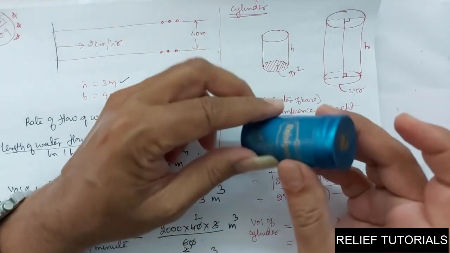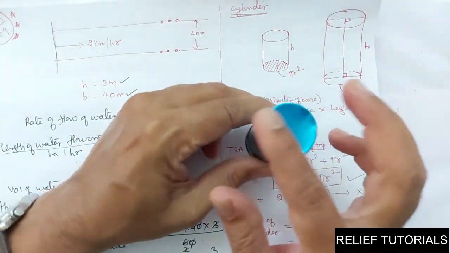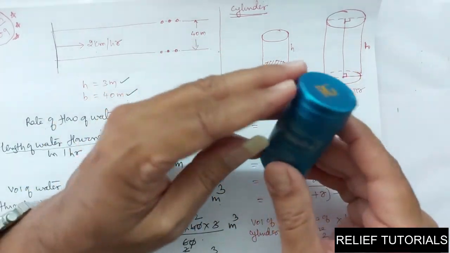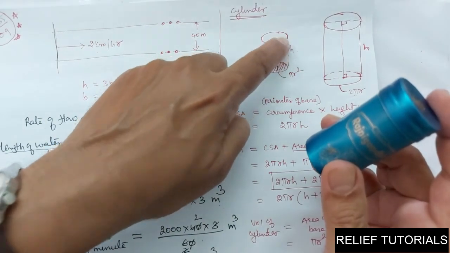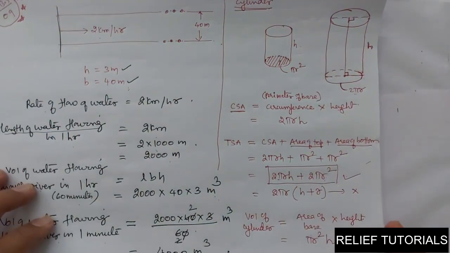Now volume of this cylinder means area of base into height. So pi r square into height. Have you got it? So you remember these three formulas?